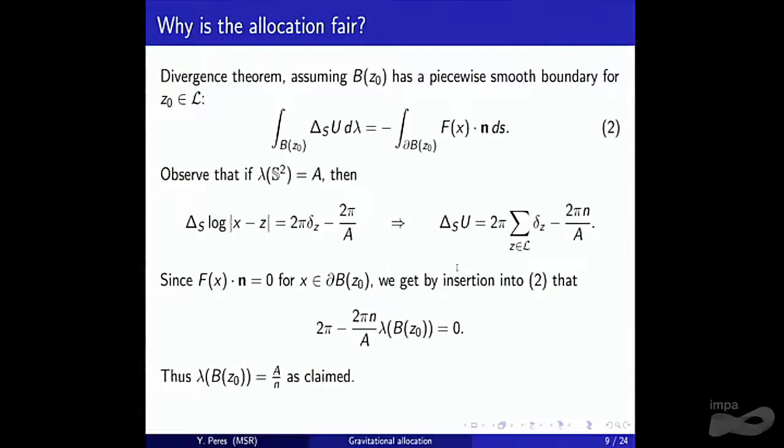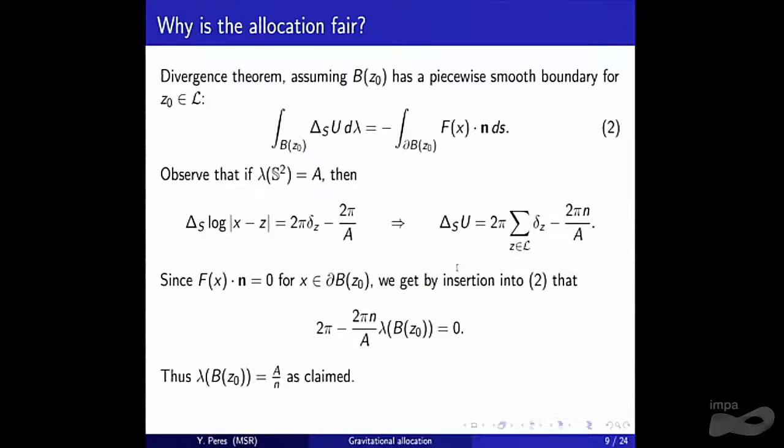But because we're on the sphere, there's actually a curvature term. So again, this is just a calculation of derivatives. And you get 2 pi times this Dirac minus 2 pi over A. So let's call A the area of the sphere. Eventually, we want to set A equals n. But now it's clearer if we call these variables different names. Okay, so this is a calculation, the Laplacian of the log.